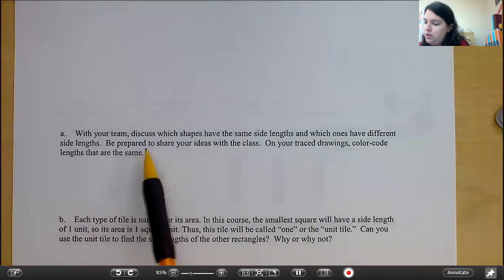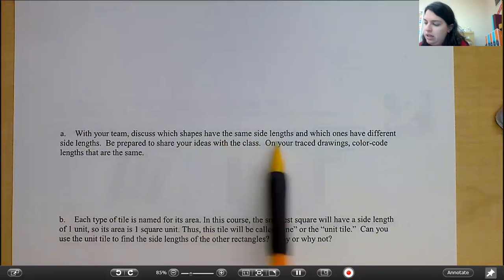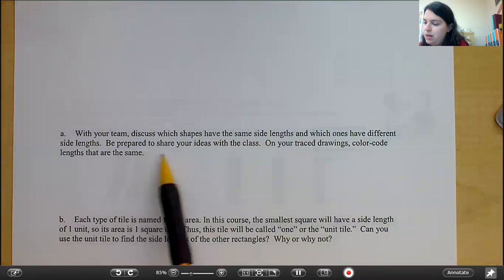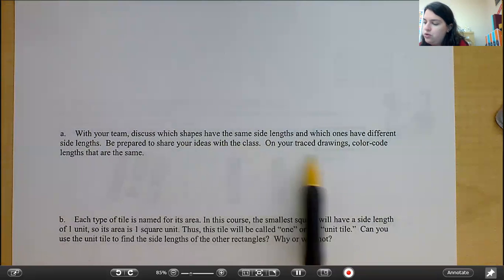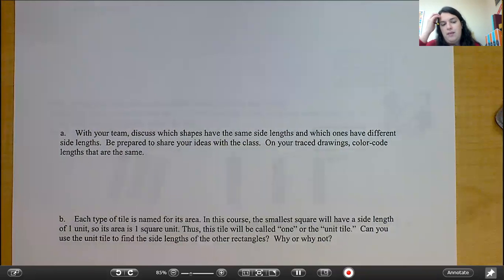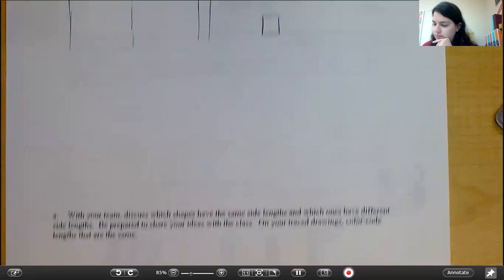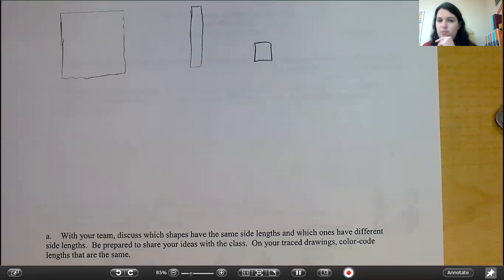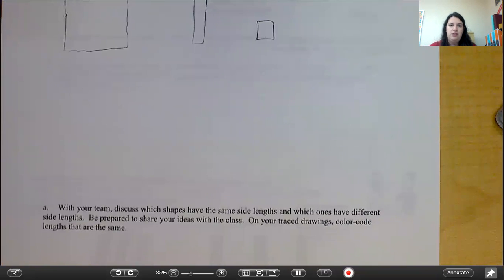A says, with your team, discuss which shapes have the same side lengths and which ones have different side lengths. Be prepared to share your ideas with the class. On your trace drawings, color code the lengths that are the same. So take out a couple crayons, markers, color pencils. Color pencils and crayons are going to work the best. And color code the lengths that are the same. Okay, if you're back with me, you have done that.